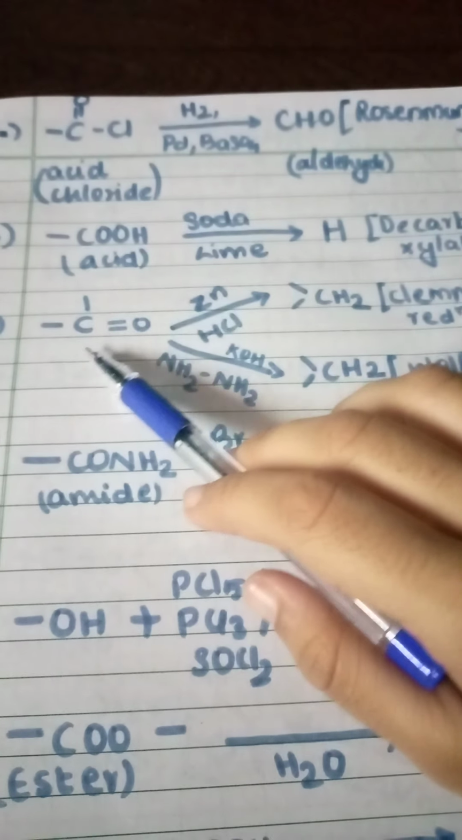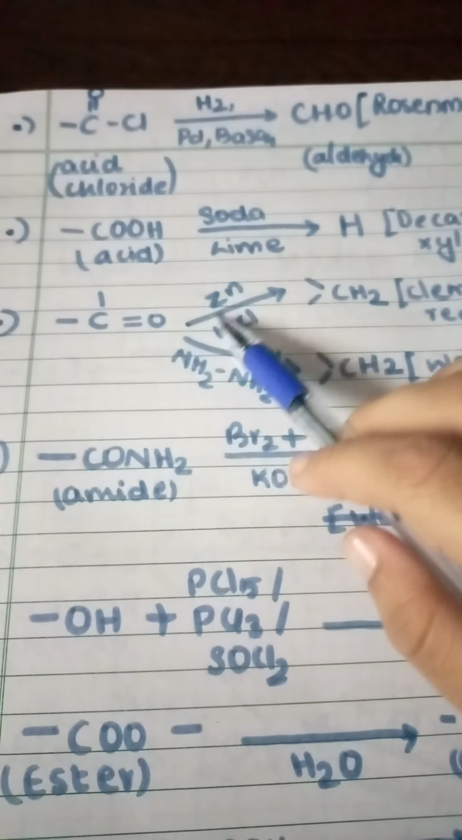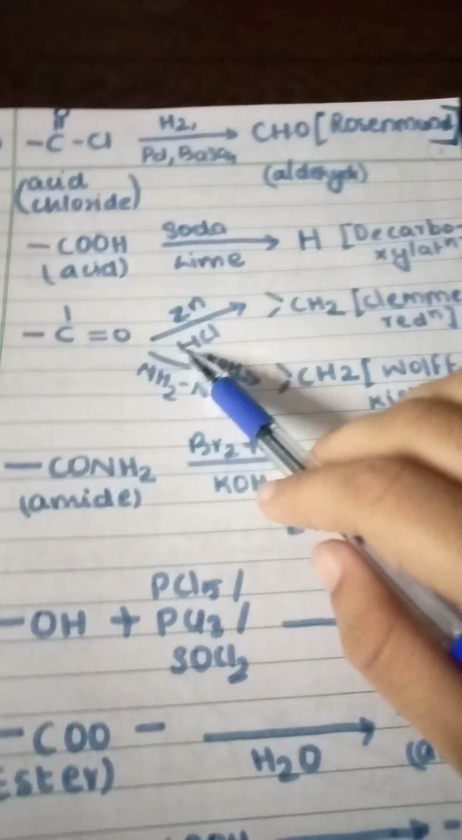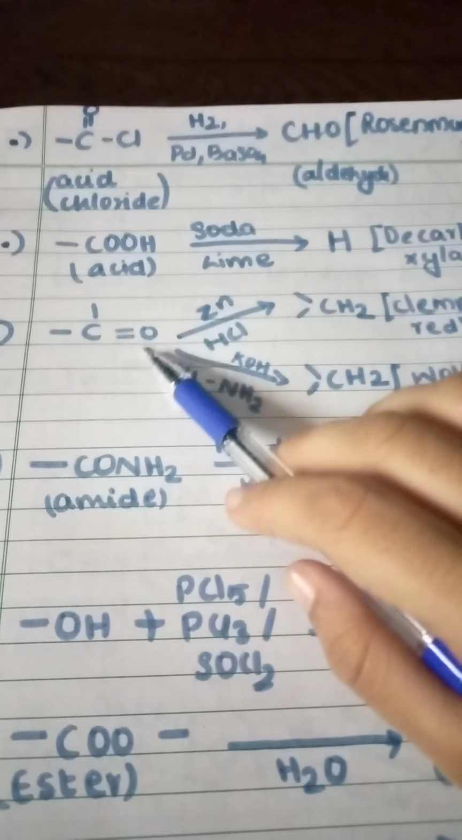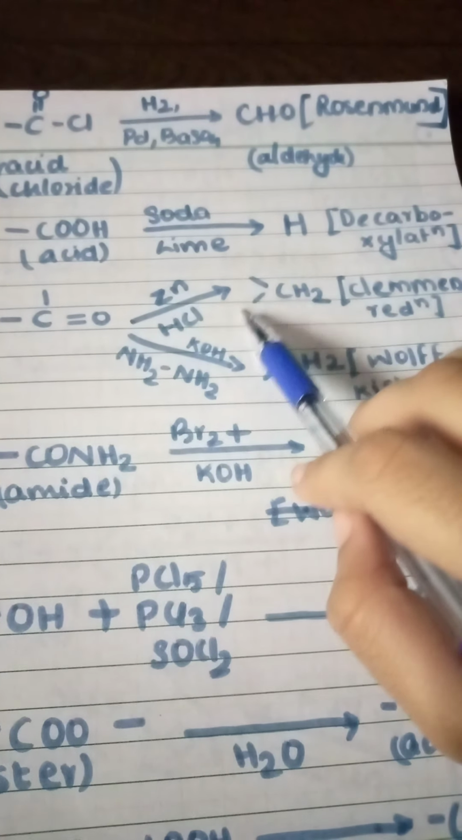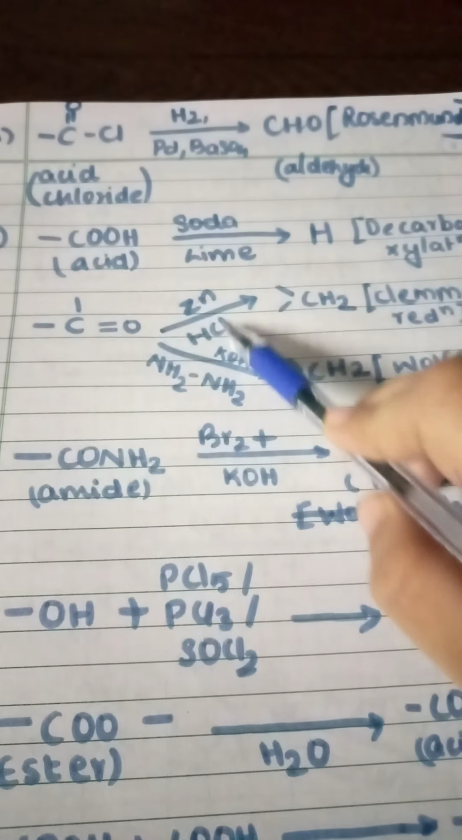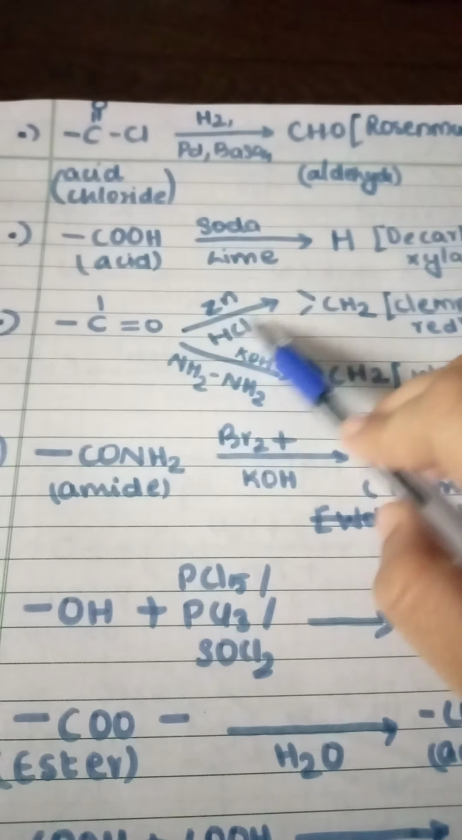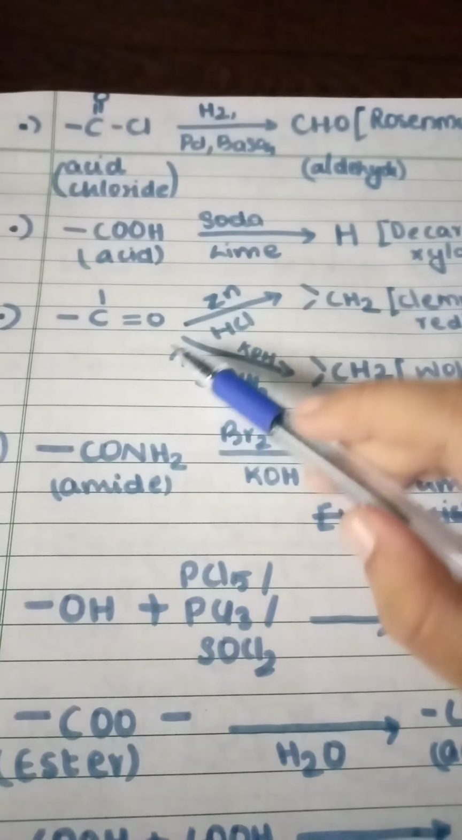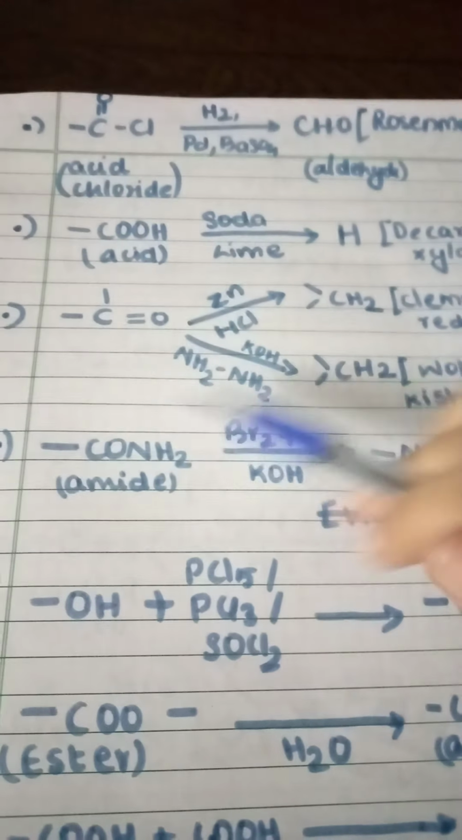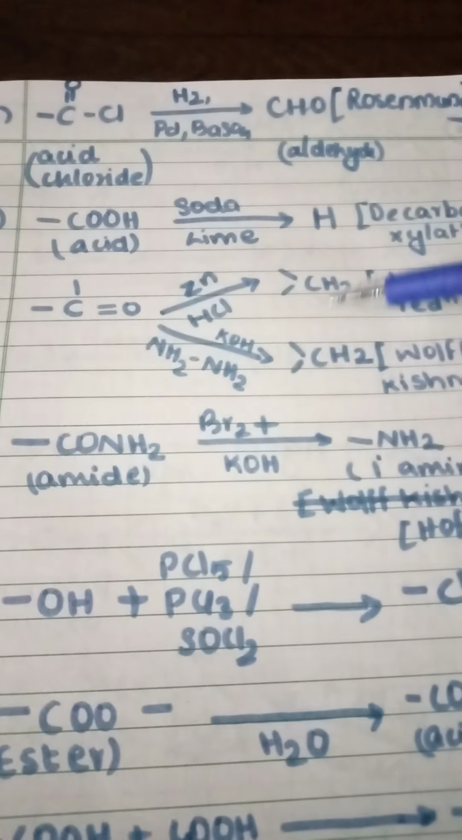And this one is the reaction with zinc and HCl. This reaction is very important, children. This is called the Clemmensen reduction. This is zinc and HCl, which is actually a metal acid. Nothing else takes place; only the oxygen will be removed and hydrogen is added. That's the only thing taking place here.